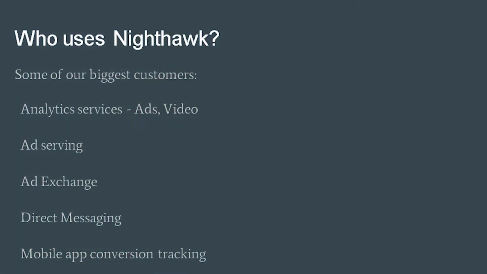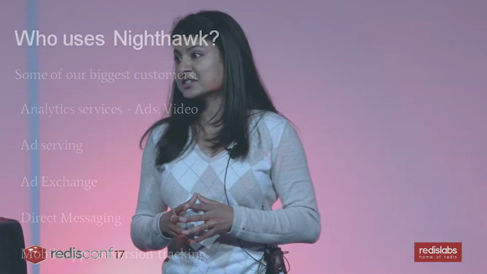So let's see who uses Nighthawk at Twitter. Some of our biggest and important customers are as follows. We have Twitter Analytics, which provides ad and video engagement information. Then we have ad serving. This is the service that is directly responsible for Twitter's revenue stream. It basically matches ads to users, scores them, and finally serves the ads to users at an immense scale. Then we have Ad Exchange. This is Twitter's real-time bidding platform for ad targeting.